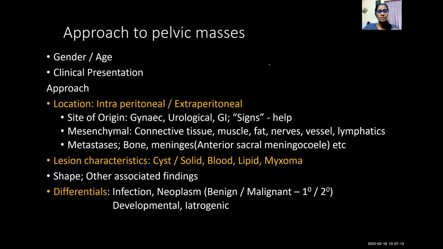And there are some signs that help you to put it across 1 and 2. So we will deal with some of this. But don't forget, there are connective tissue, muscle, fat, nerves, vessel, lymphatics there. And then you could have lesions coming from outside the pelvis to the pelvis in the form of metastasis. Then you have the bone, then you have the meninges in the spinal canal, so many more things.